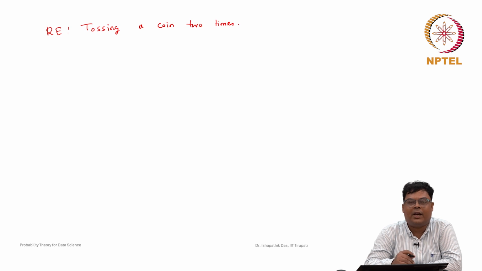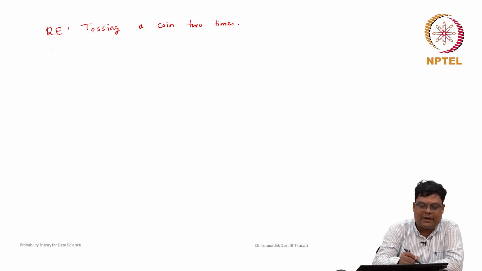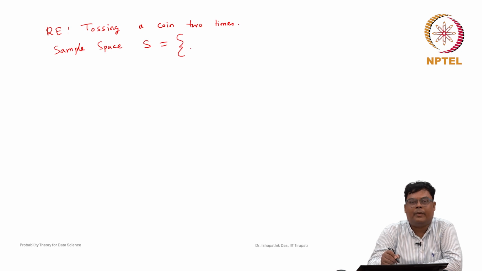So, here we assume that the probability of head is nothing but half. So, basically we assume it is an unbiased coin, or we say a fair coin. Now, what will be the sample space? In this case, the sample space S is equal to, so we are tossing a coin 2 times.